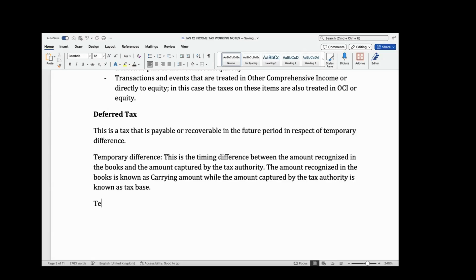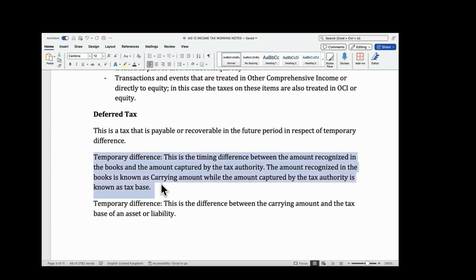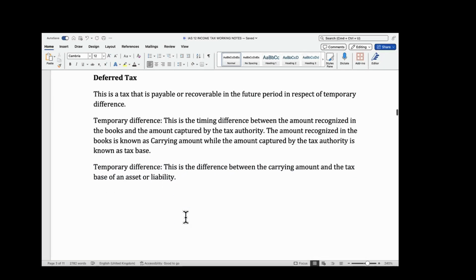So we can redefine temporary difference, which is how you find it in most textbooks: this is the difference between the carrying amount and the tax base of an asset or liability. But if you really want to understand what is going on, follow this. This would help you to a great extent. Then you can come to the textbook definition like that. Okay, so that's temporary difference.